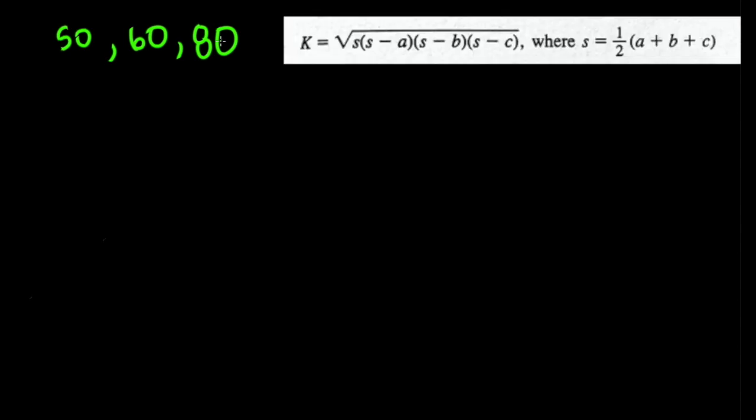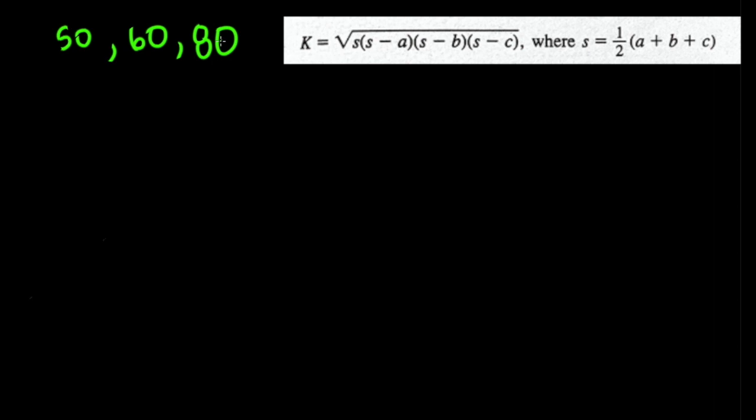This next problem is an SSS case. It says that a triangular city lot has sides of lengths that are 50, 60, and 80 feet long. We need to find the area. So when we have SSS cases, we need to use Hero's formula. This is what it says. It says K equals the square root of s times s minus a times s minus b times s minus c, where s equals 1/2 times a plus b plus c.